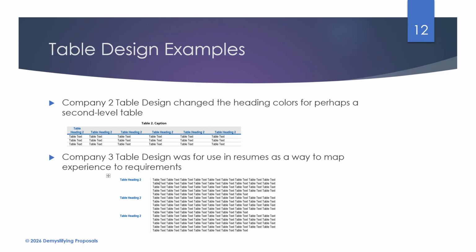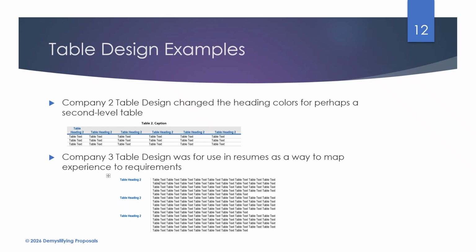So company 2 table design, the only thing we really did here was change the heading colors, perhaps if you're going to do a second level table, a table that breaks down a previous table in some more complex way. Here, we've used that shading of the banded rows as our background for our headings, and we've made our table heading 1 the dark blue. So again, we're getting into really complex options, but if you want to do more than one kind of table design, I'm telling you that you can set that up.